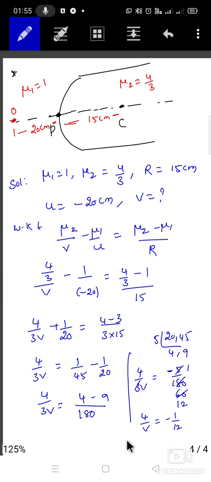So v is equal to minus 48 centimeters, by cross multiplication. In this way we are going to solve problems by using the image formation equation. Okay, thank you.